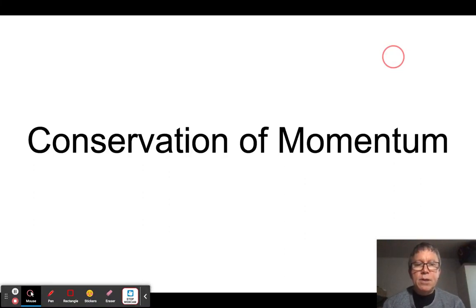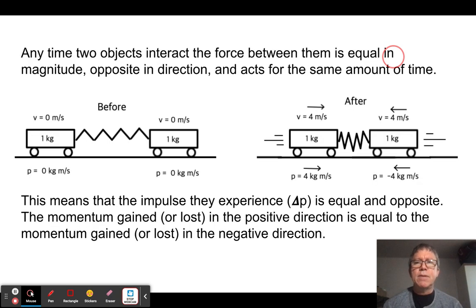Today, we're going to look at what is arguably the most important concept in AP Physics 1, which is conservation of momentum. It's just a tremendous tool for solving physics problems. And it's not that hard to understand. So let's get started with it.